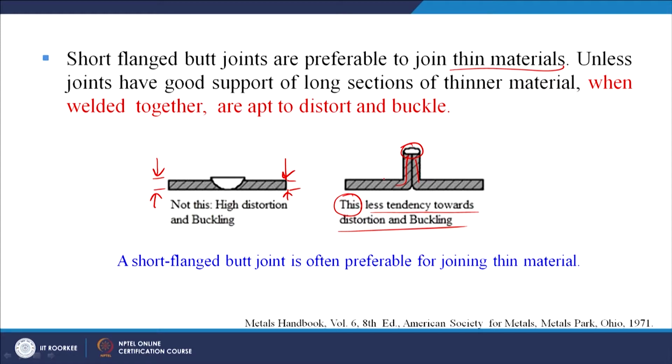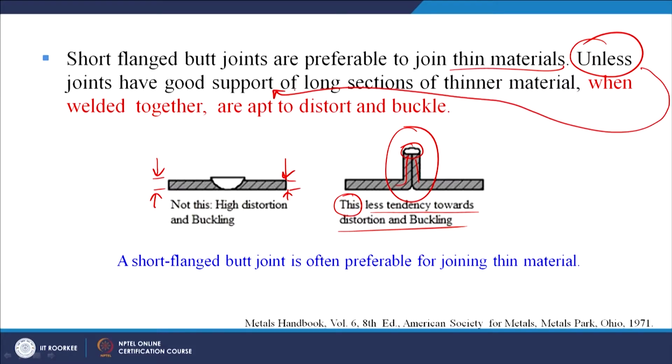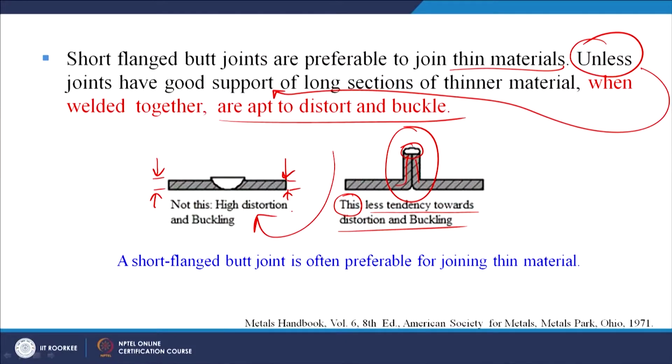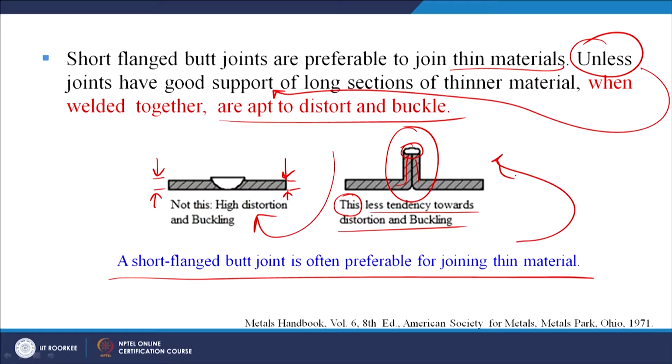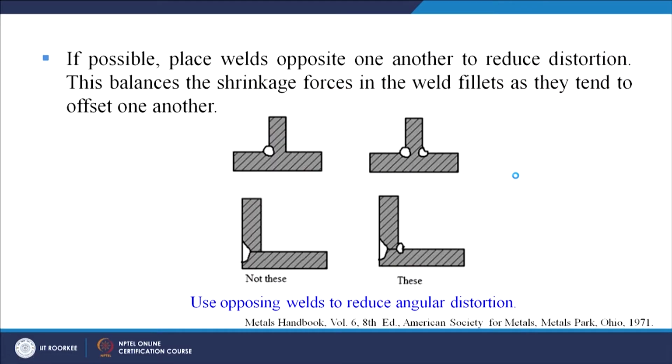Short flanged butt joints are preferable to join thin materials unless joints have good support of long sections of thinner material. This is being talked about. When welded together they are apt to distort and buckle. So unless you can ensure good support of long sections of thinner material, the joints are prone to distortion and buckling, which is shown here, high distortion and buckling. A short flanged butt joint is often preferable for joining of the thin material, as is shown here, with less tendency towards distortion and buckling.